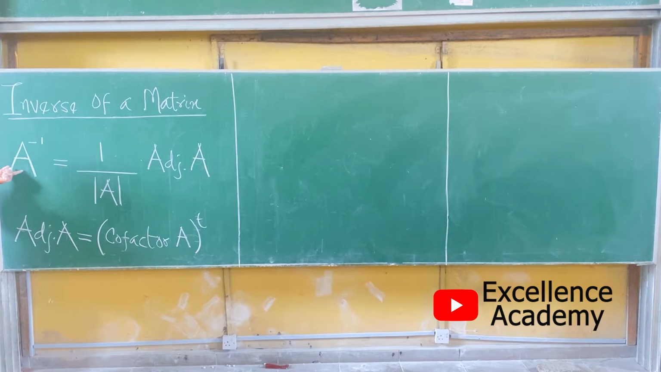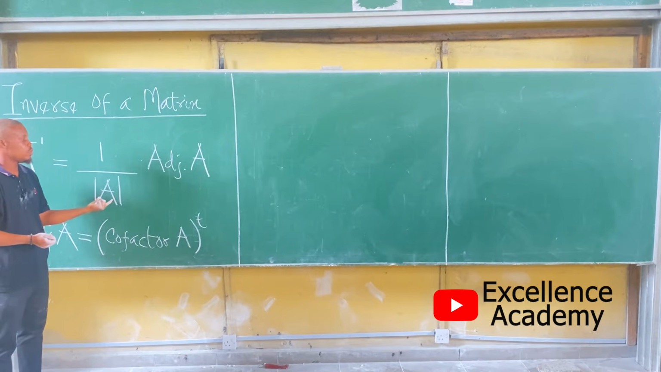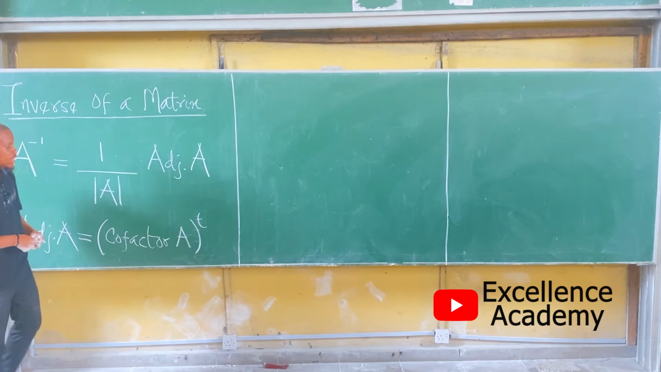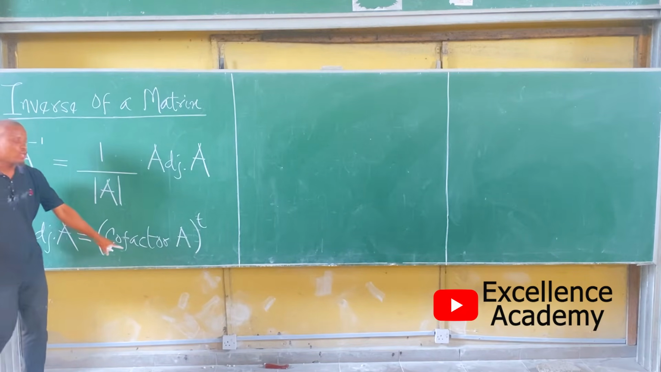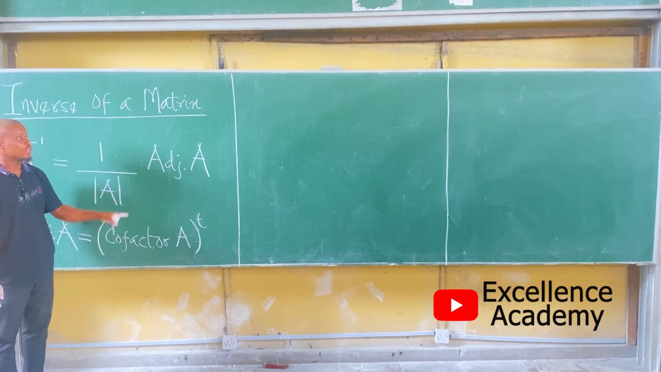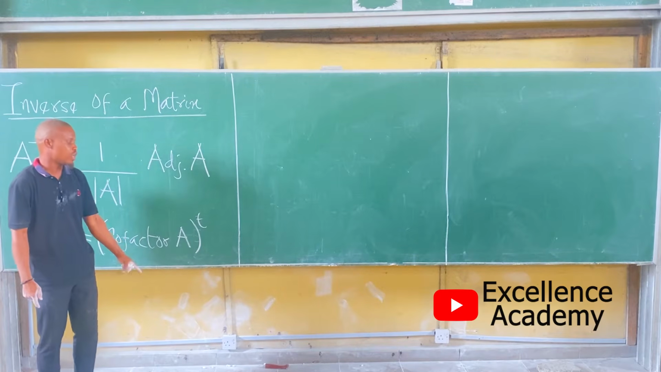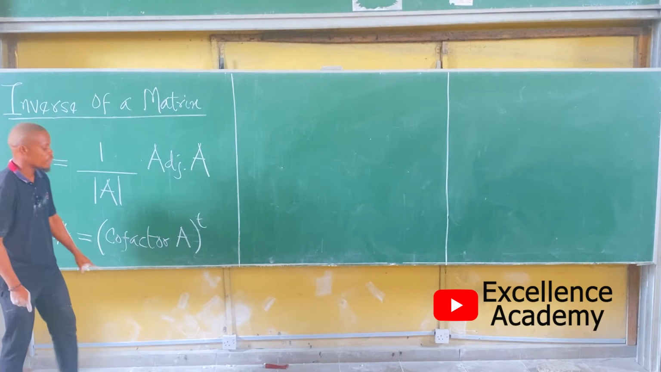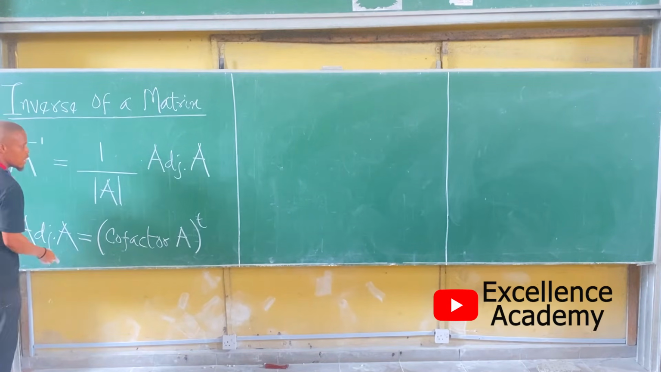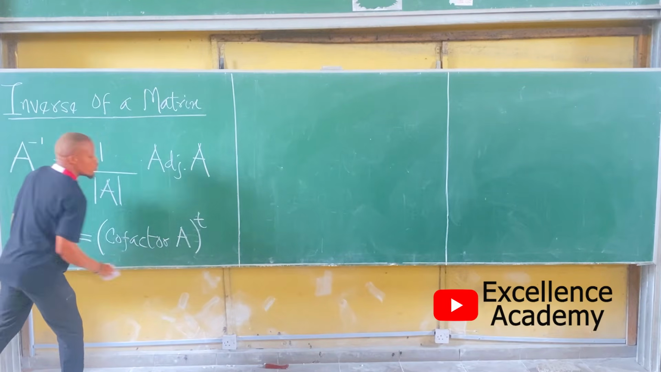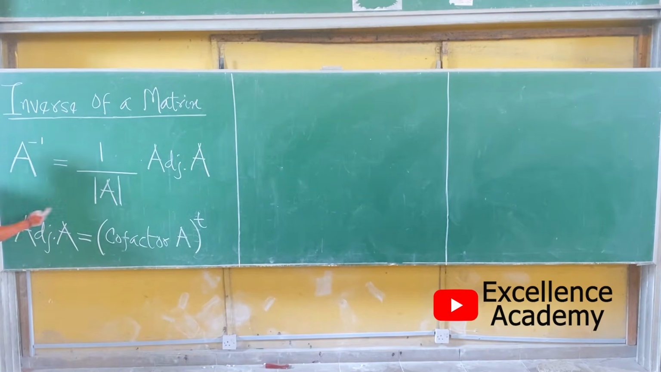In getting the inverse of a matrix A, you need your determinant first. The first step you take is getting the determinant of A. The next step will be the cofactor of A. After getting the cofactor of A, you then get the transpose of that cofactor of A. After getting the transpose of the cofactor of A, you've gotten your adjoint. It's the same thing as the adjoint, obviously.